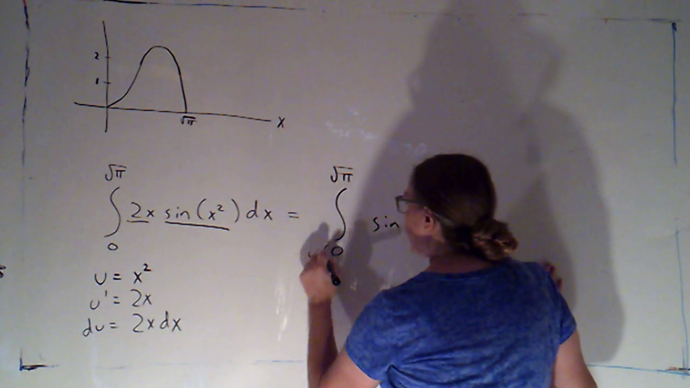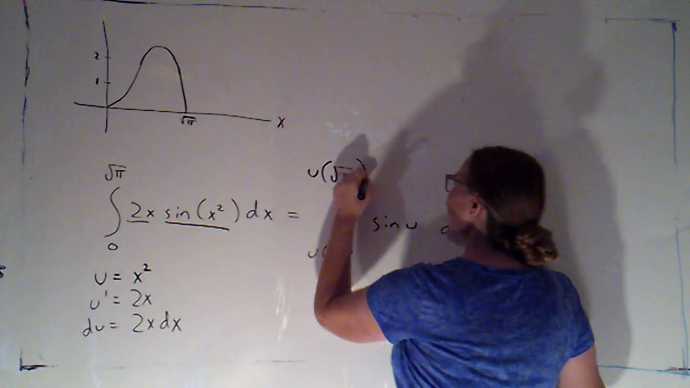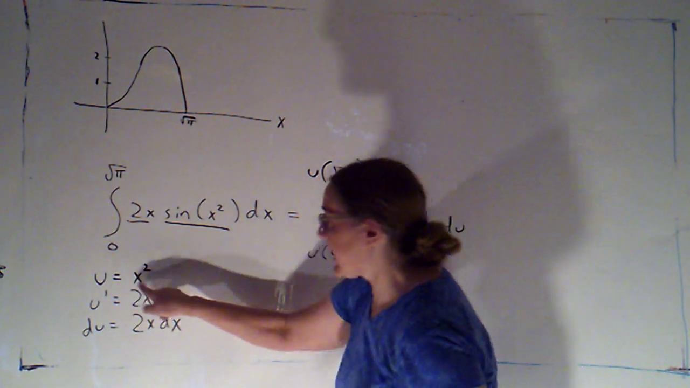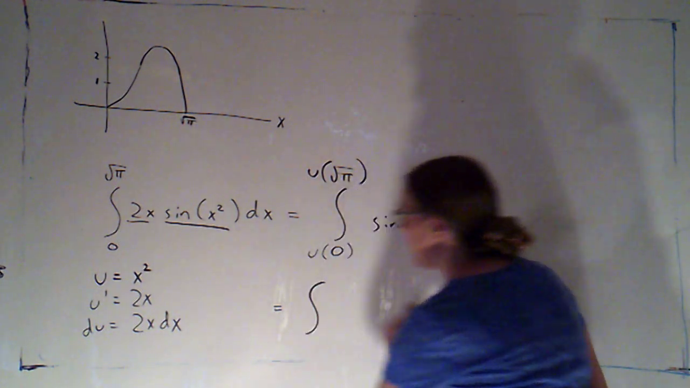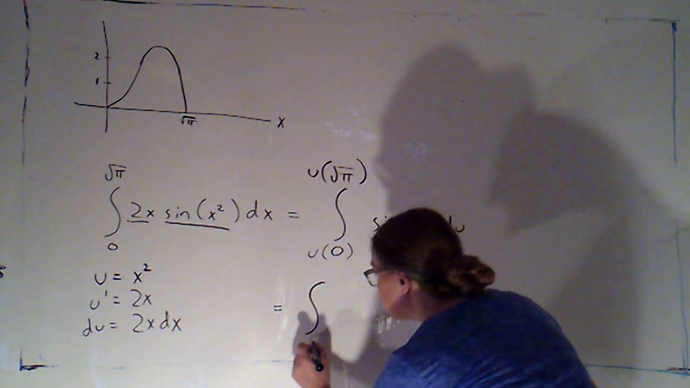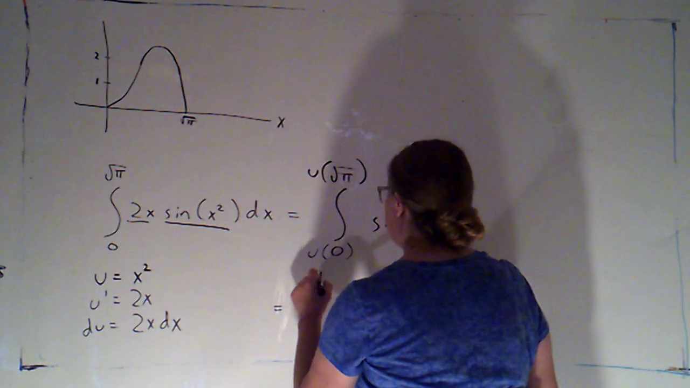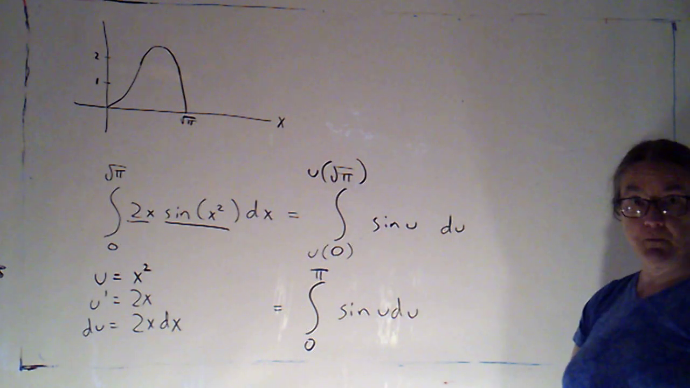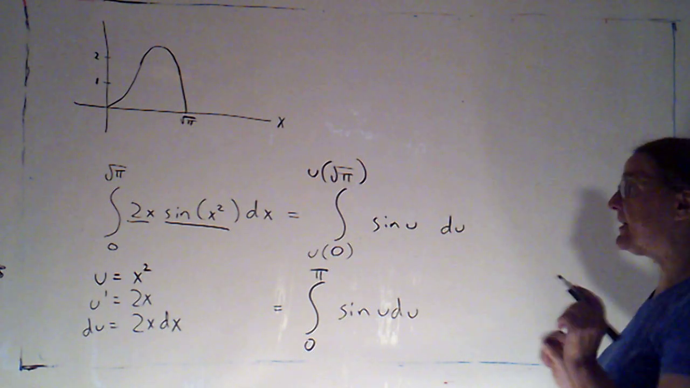Now, if I want, I can write that I'm going to change to the u value I get when x is 0 and the u value that I get when x is root pi, because u is actually a function of x. I think it's simpler to actually calculate what those are. The u value at 0 is going to be 0 squared, so that actually stays as 0. The u value at root pi is root pi squared, so that becomes pi, and then we get sine u du.